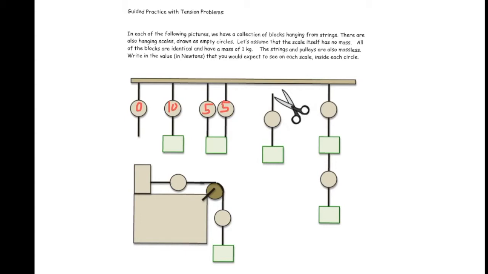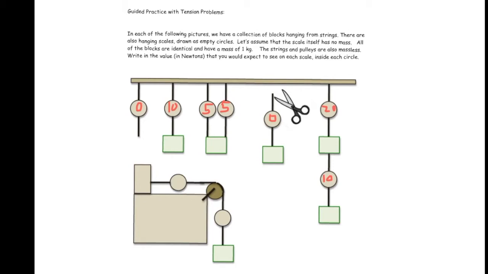Our fourth scenario has a scale holding up a block, but as the string is cut with scissors, the scale isn't holding up the block anymore, so the scale will say 0. In the fifth scenario, we have two blocks hanging from two scales. It's sort of like a vertical train. The bottom scale is only holding up the bottom block, so it says 10 newtons. The top scale is holding up both blocks, so it says 20 newtons.